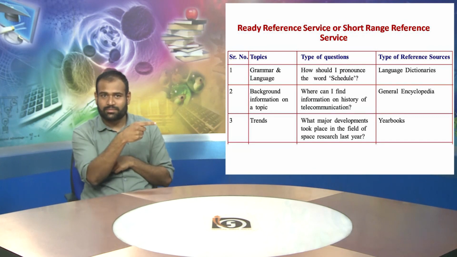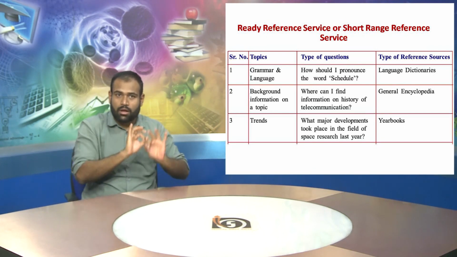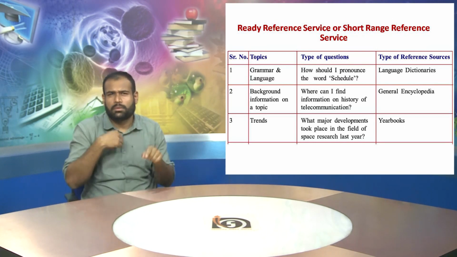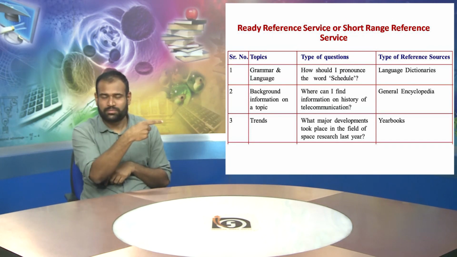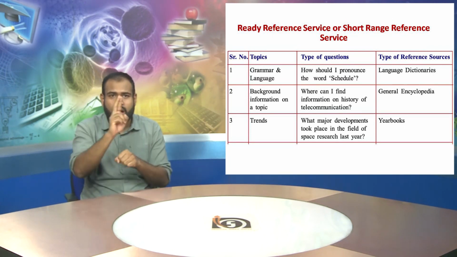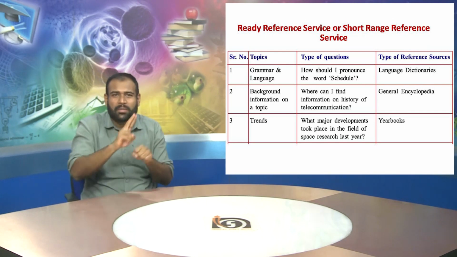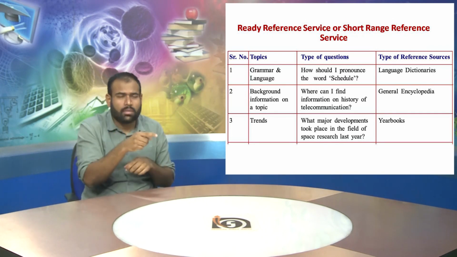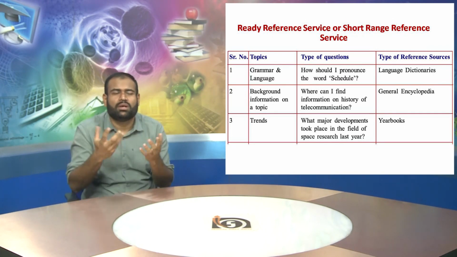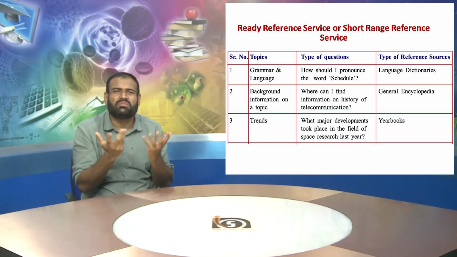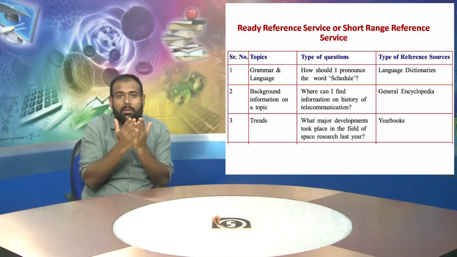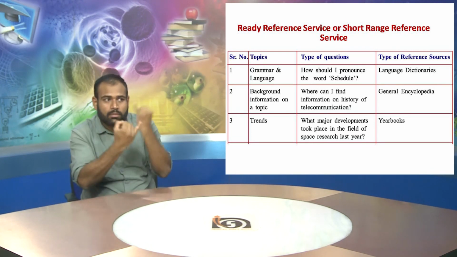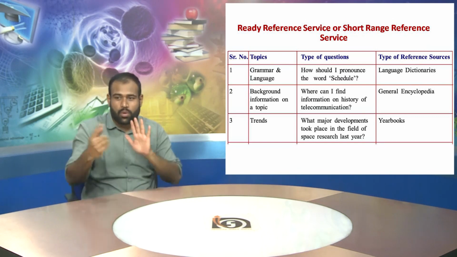Now you can see a table on screen. It explains the ready reference services or short range reference service. In this, there are some topics, then there is a type of question, and also the type of reference sources explained. If the topic is about grammar and language, and the type of question is, how should I pronounce the word schedule? Then the type of reference sources available are language dictionaries.